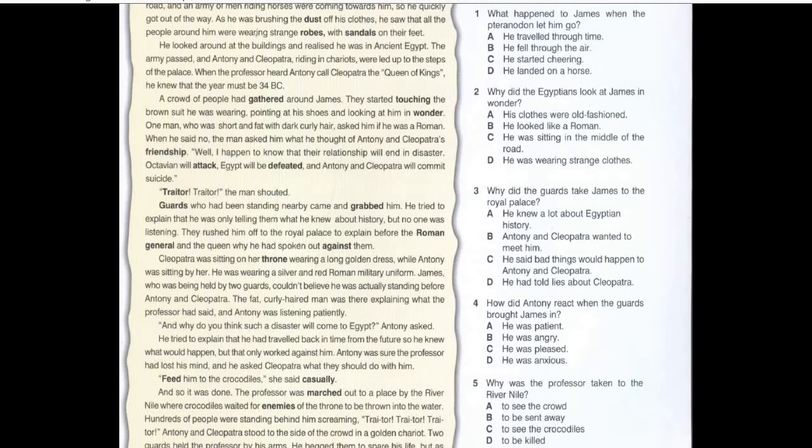The pteranodon let go of James, but instead of falling through the air, he began to spin slowly, then quickly, as if he were being controlled by some supernatural force. Everything was black, but he didn't remember closing his eyes. Suddenly there were horns blowing and people cheering. He was sitting in the middle of a road and an army of men riding horses were coming towards him, so he quickly got out of the way.